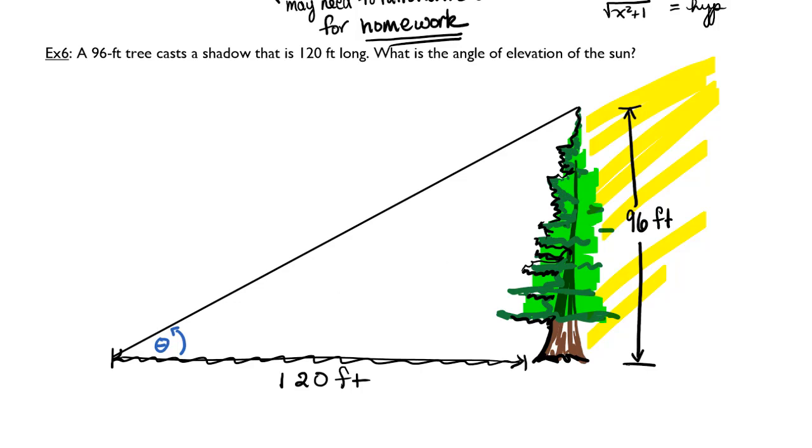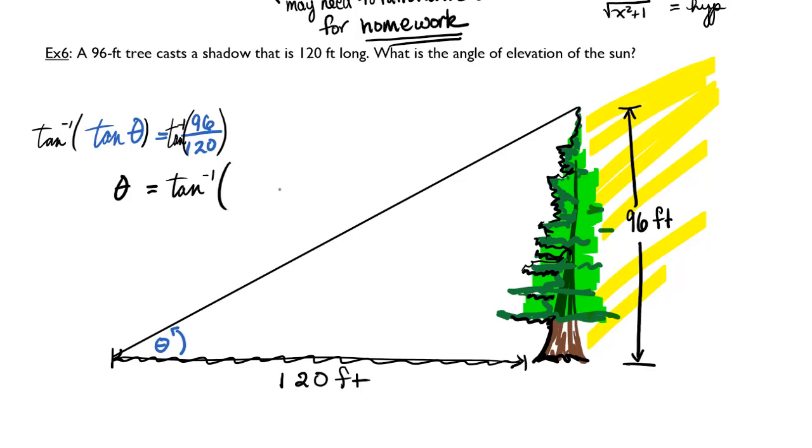We have an opposite side and we have an adjacent side. So we can use the tangent function. Tangent of theta equals opposite 96 over adjacent 120. That means that we can impose a tan inverse on both sides to solve for theta. This will give me theta is equal to the tan inverse, or arctan, of 96 over 120.